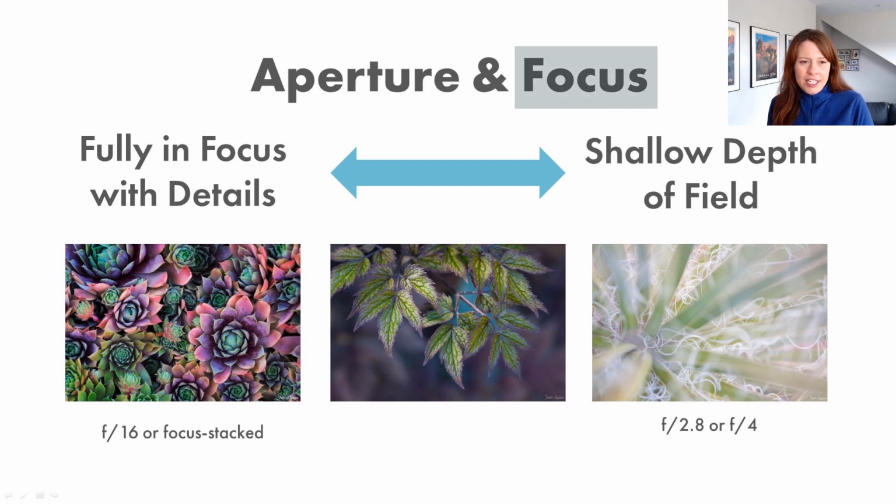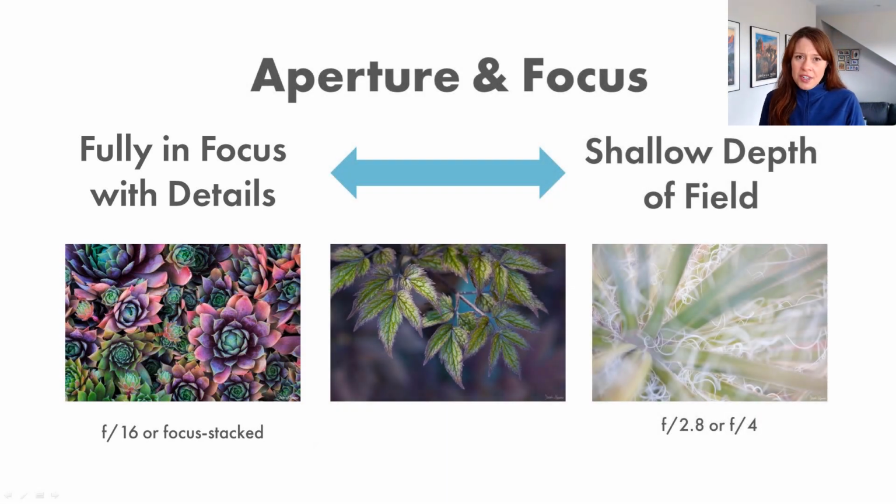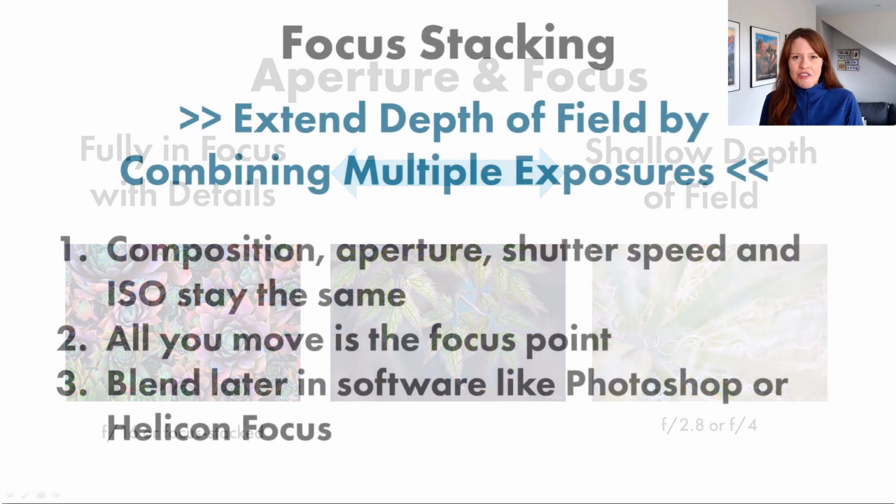So for literal presentations, I generally go with a subject being fully in focus with a lot of detail. So in the example that you see here on the left, these are hens and chicks that I photographed at the Denver Botanic Gardens. And you can see that there's a lot of detail, that even in the shadows, there's still detail and sharpness. So in this particular case, I looked straight down on the plant and was probably able to photograph it at something like f/16 and get enough depth of field to render all of those details in focus. Another approach is focus stacking, which I'll very briefly review.